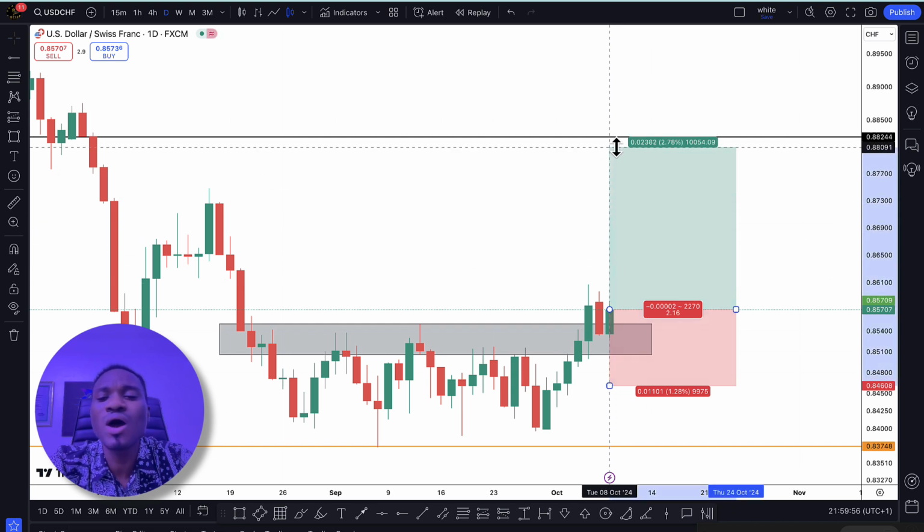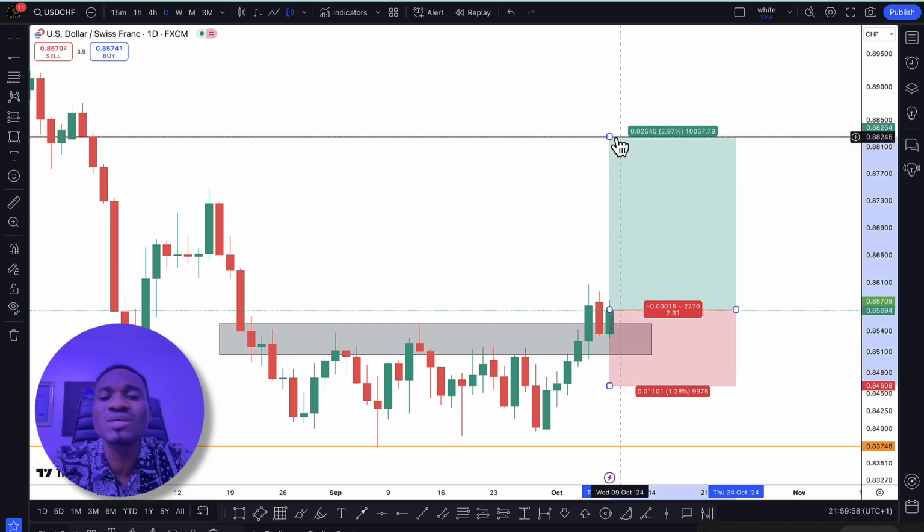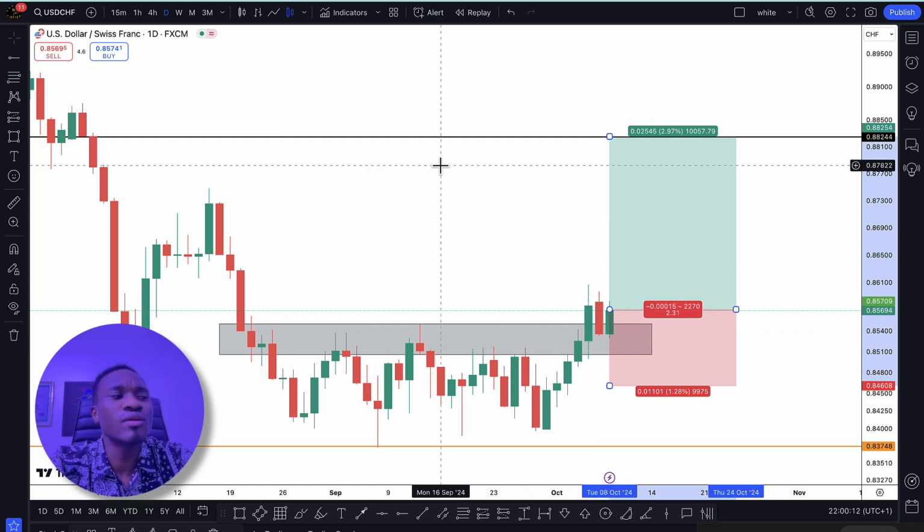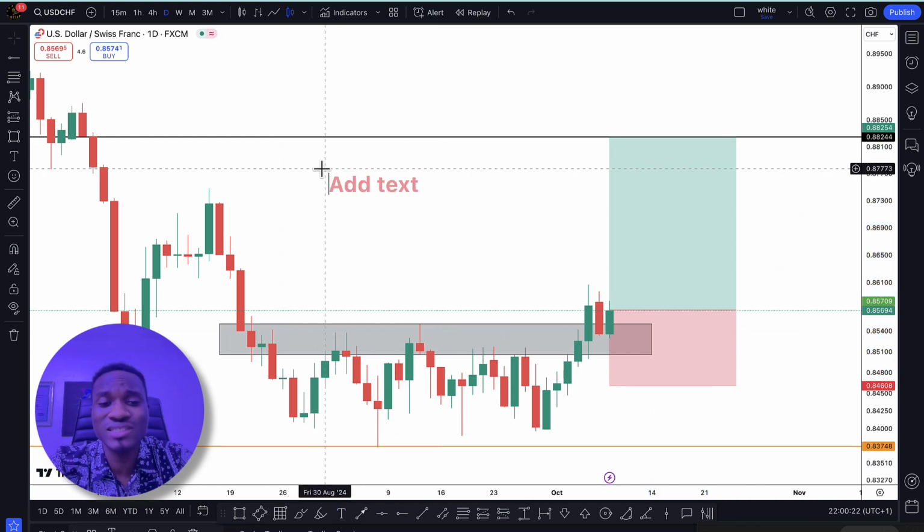My TP should be at the intermediate, because the intermediate structure has a higher probability to reject price all the way down, because price is coming from a short-term trend, or a minor structure. Take note, another name for short-term trend is minor trend. Another name for short-term trend is what? Minor trend. Now I'll repeat myself again because I want you guys to understand this concept.